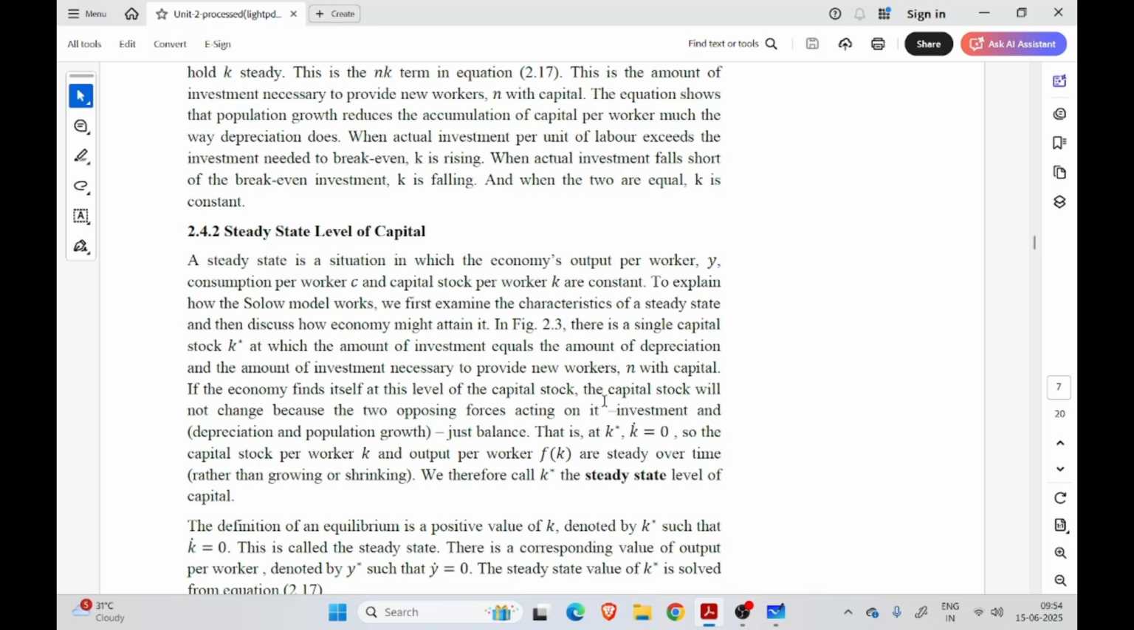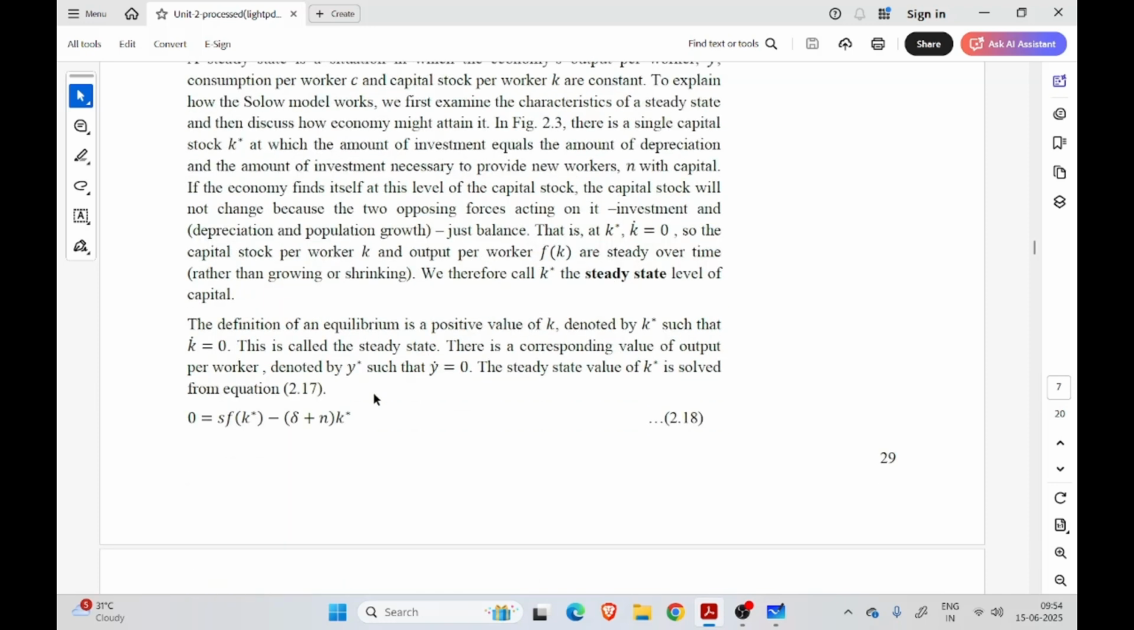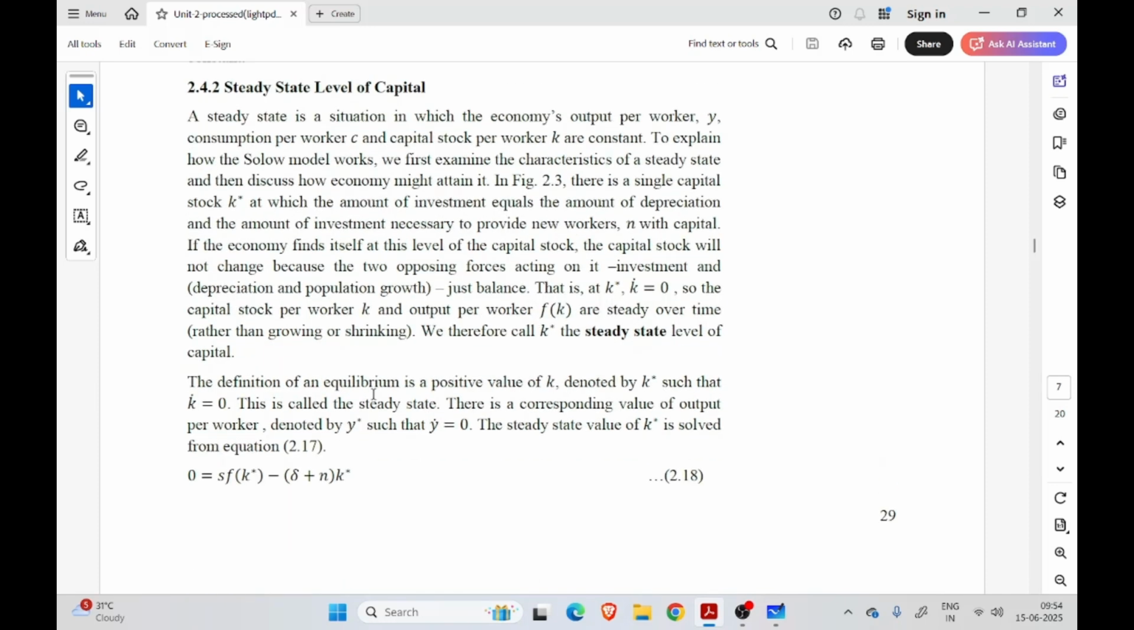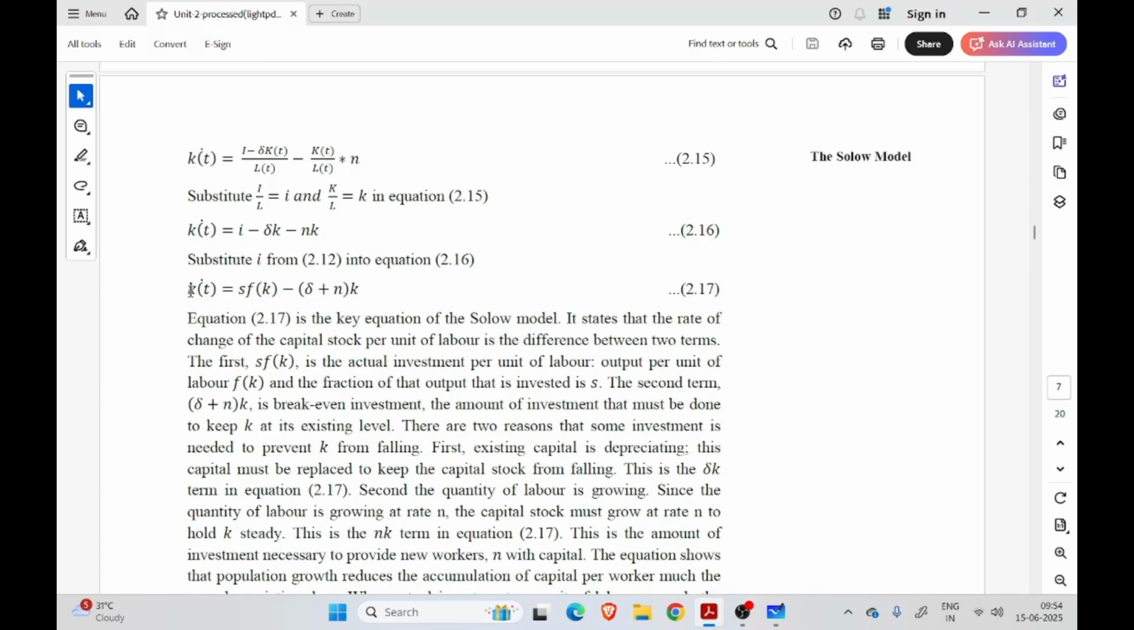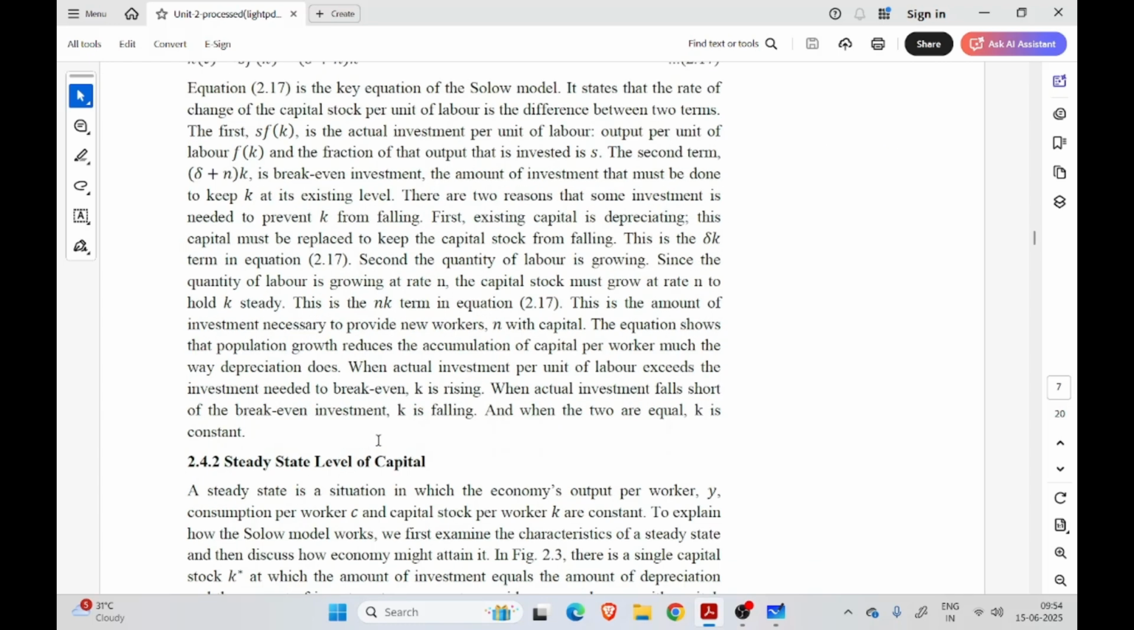Therefore, we first set K dot equal to 0. If this term is equal to 0, then we see that s f(k) is equal to (delta plus n) k. That is, at every time point we are only investing the break-even investment, and that K star for which K dot t is equal to 0 is called the steady state level of capital.